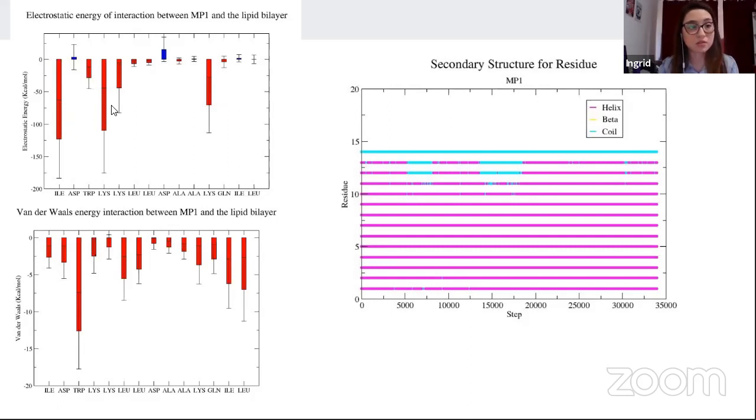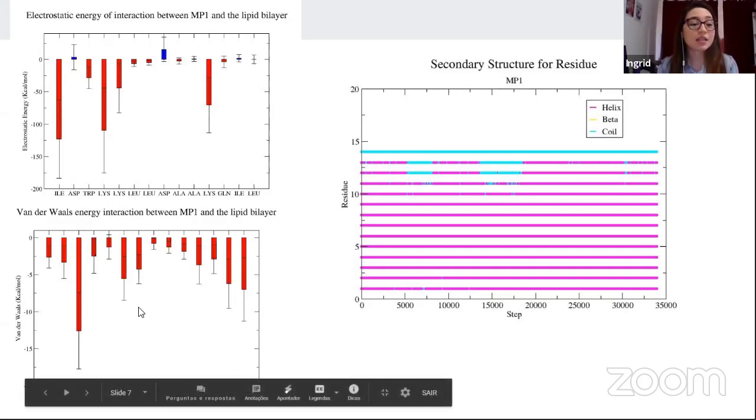The peptides that are interacting the most are the N-terminus, that is positive because of the pKa of the N-terminus and the pH of the simulation, and the N-terminus part of this lysine 4. The lysine 5 and the lysine 11, which are closer to the C-terminus, are not interacting as much as the N-terminus part. And for the van der Waals energy, the most interacting residue is the tryptophan.